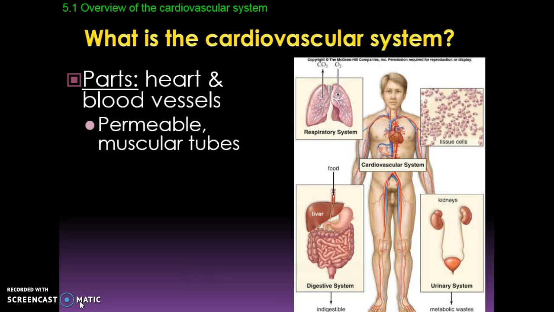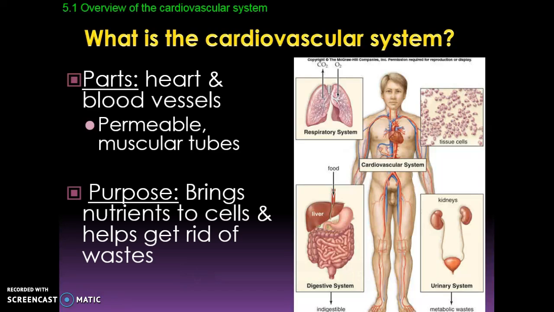if you remember back from Chapter 3, when we were talking about cells, you had a plasma membrane, where material is going to move in and out of the cell through that plasma membrane, and that facilitates exchange. And so what we do know about the blood vessels is that they are permeable. They are muscular tubes that are going to carry material through the body, bringing nutrients to cells, and then pulling waste from those cells as well.